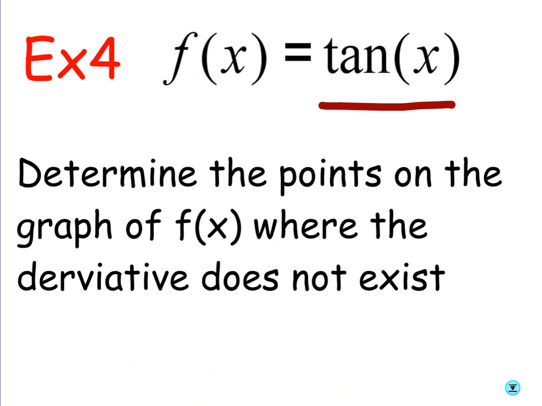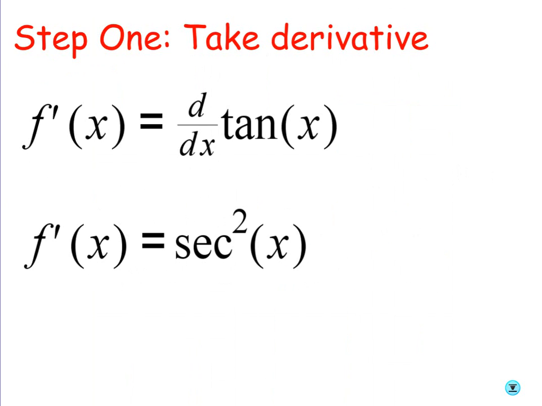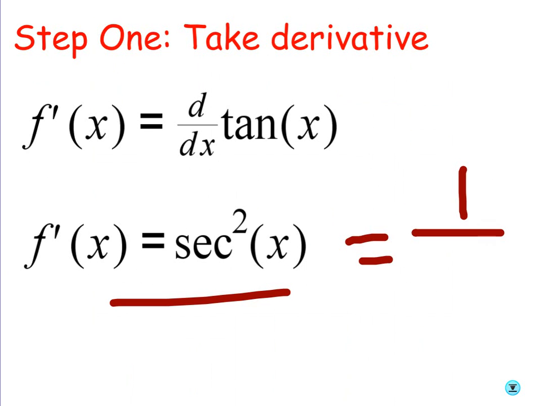I'll give you a hint. It involves secant. Secant squared. Thank you. So f prime of x is secant squared. Now the real question is, how do we figure out where the derivative doesn't exist? This goes back to those reciprocal rules I was showing you. Secant can be written as 1 over cosine. So this function can be written as 1 over cosine squared.